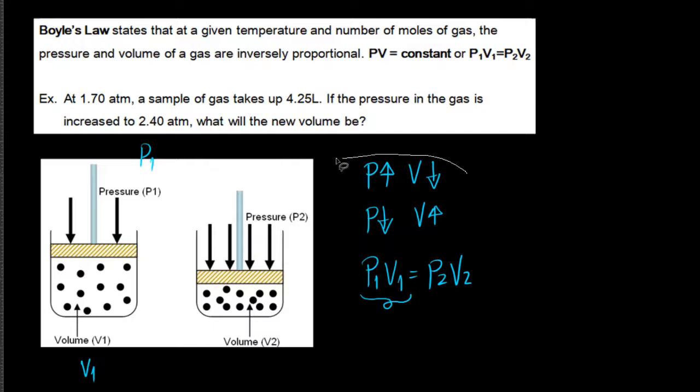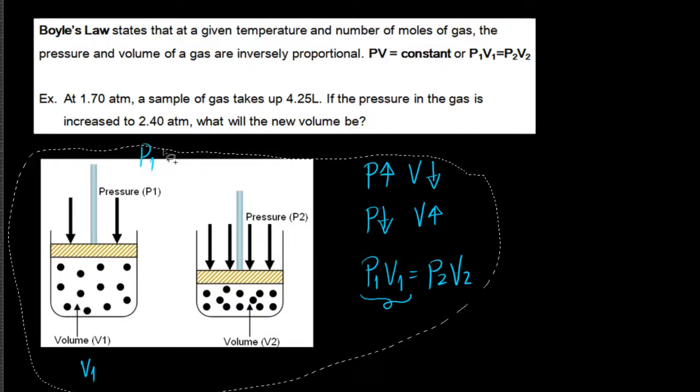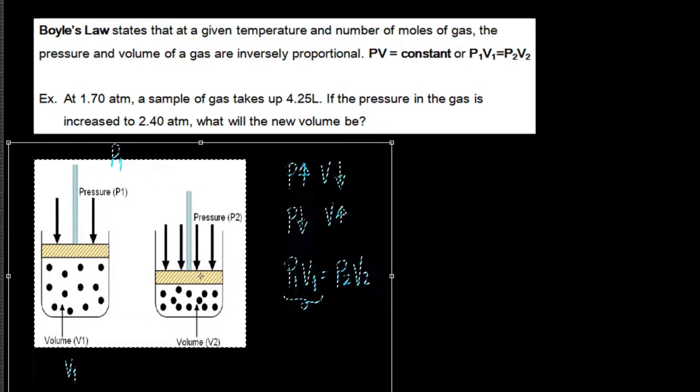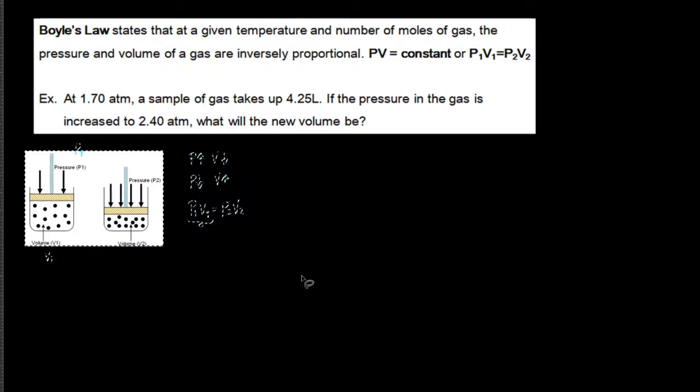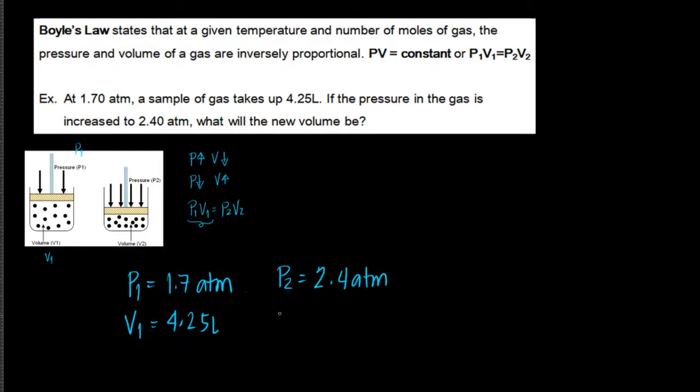Okay, so let's clear this again. We are going to solve the given problem. At 1.7 atmospheres, a sample of gas takes up 4.25 liters. So, a good rule of thumb is to write down all you're given. So, what we have is P1, which is 1.7 atmospheres. We have your first volume, which is 4.25 liters. The pressure of our gas was increased. So, that's the new pressure, 2.4 atmospheres. And what we are looking for is the new volume, which is V2.